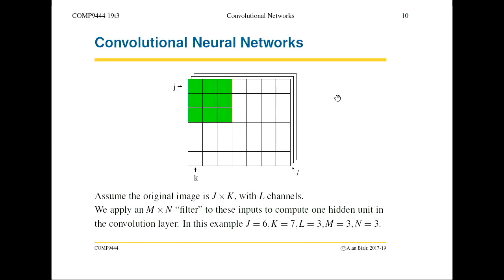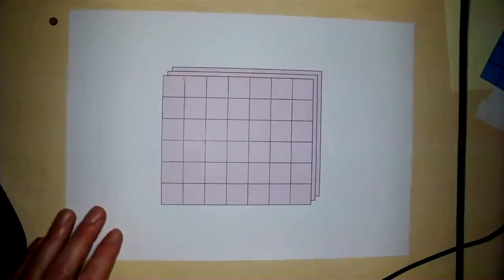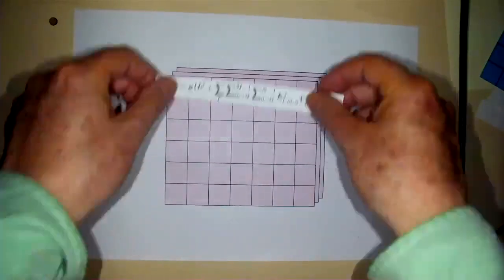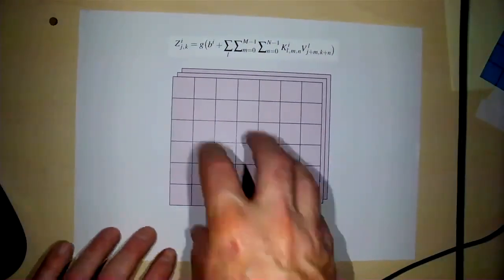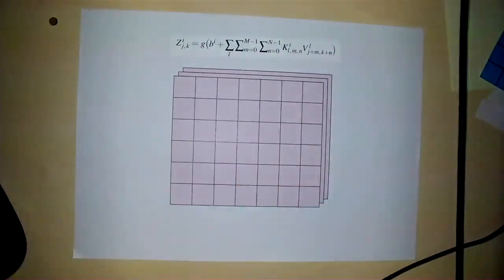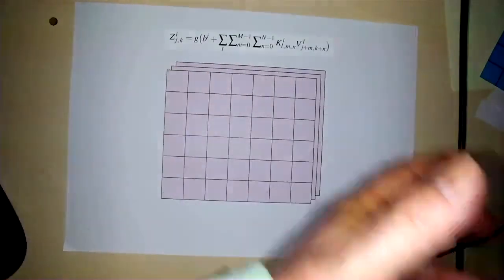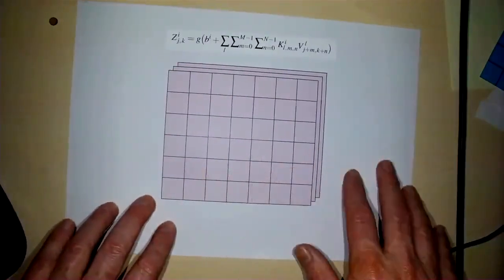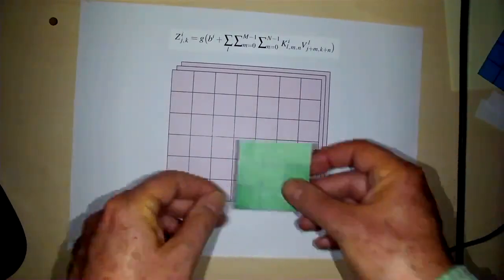Okay, so let me try to go to the document camera again. So let's say that this is our original image, and it's a color image. It's a very small image, it's only 7 by 5, and there are 3 different colors. So there's red, green, and blue, which I've drawn here as 3 different layers.